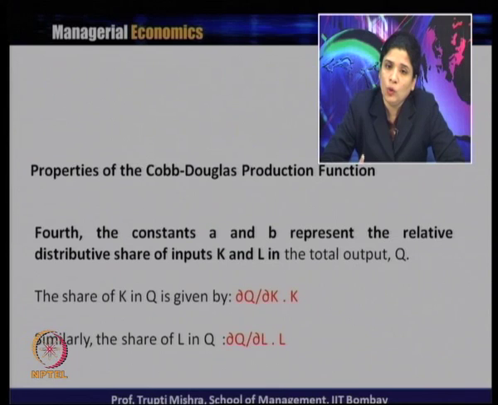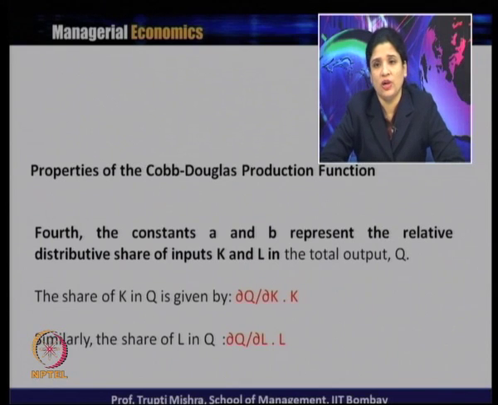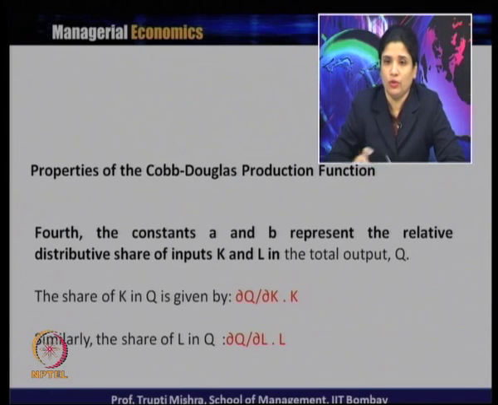So, if you look at this del Q by del K multiplied by K, the first part talks about the change in the Q with respect to change in the K multiplied by the actual amount of K, and the share of L in Q is del Q by del L, that is the change in the output with respect to labor, multiplied by L. So, the fourth property talks about the constants A, B associated with labor and capital, and they generally represent the relative distributive share of input K and L in the total output.